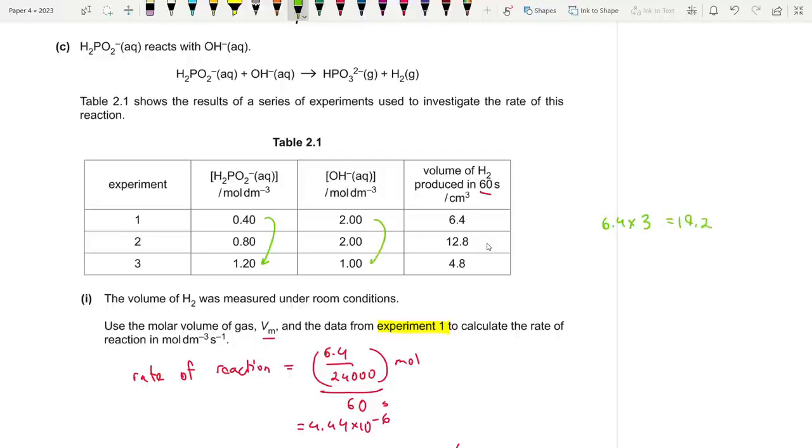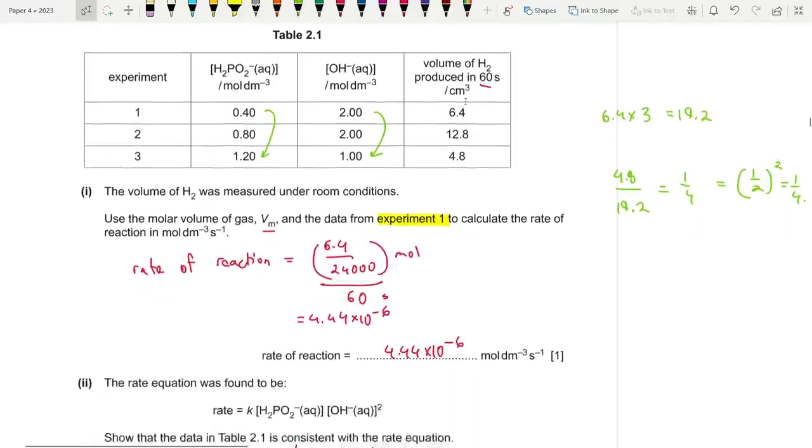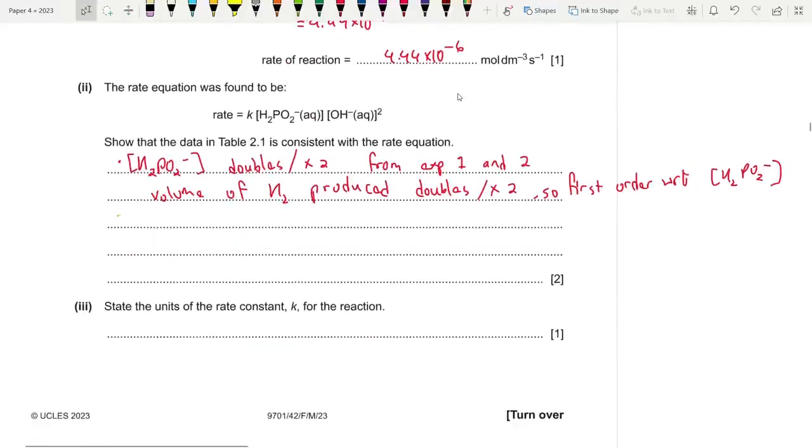Why? Because OH- was halved. So if you do the ratio, 4.8 divided by 19.2, how much is it? 4.8 by 19.2 is actually 1 by 4. And that is consistent with, check this, 1 divided by 2 whole square, which is also 1 by 4, which indicates that OH- is second order. Okay, so let's write this down.